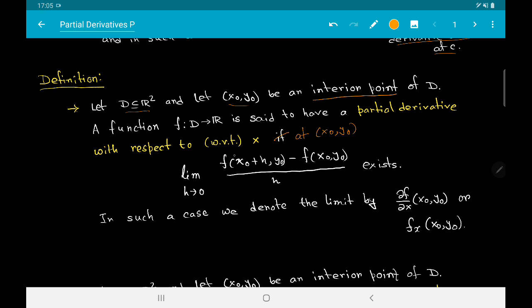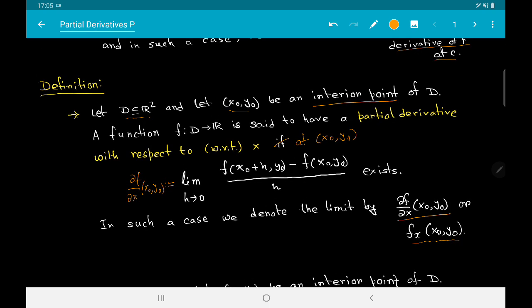So you take f of x0 plus h comma y0 minus f of x0 y0 divided by h, and you take the limit as h tends to 0. If this limit exists, we denote it by del f del x at x0 y0, or simply f suffix x at x0 y0. And in this case we say that this function has a partial derivative with respect to x at the point x0 y0.